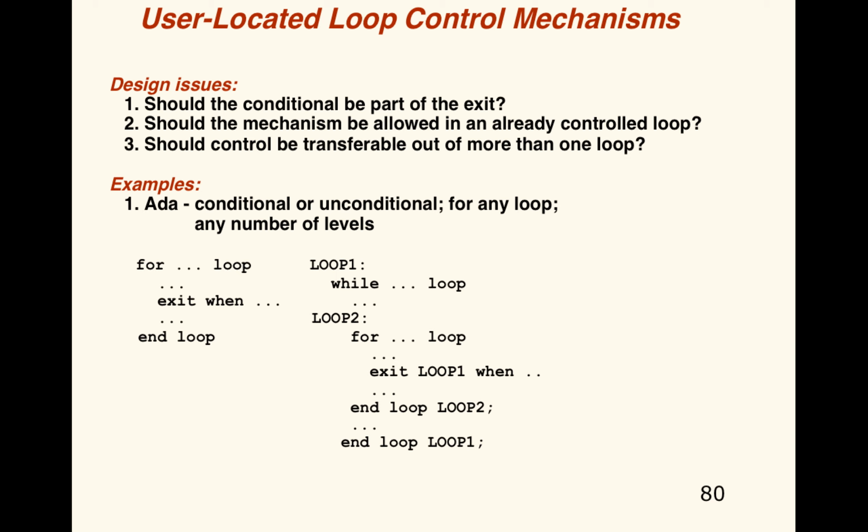Pascal looking ones. So some design issues or considerations to think about with the for and the loop. Should the control be part of the exit? Should the mechanism be allowed in an already controlled loop? And should the control be transferable out of more than one loop? These are all answered yes. You can do all of this stuff in most modern languages. It was limited, though, back in the Ada days in the beginning.